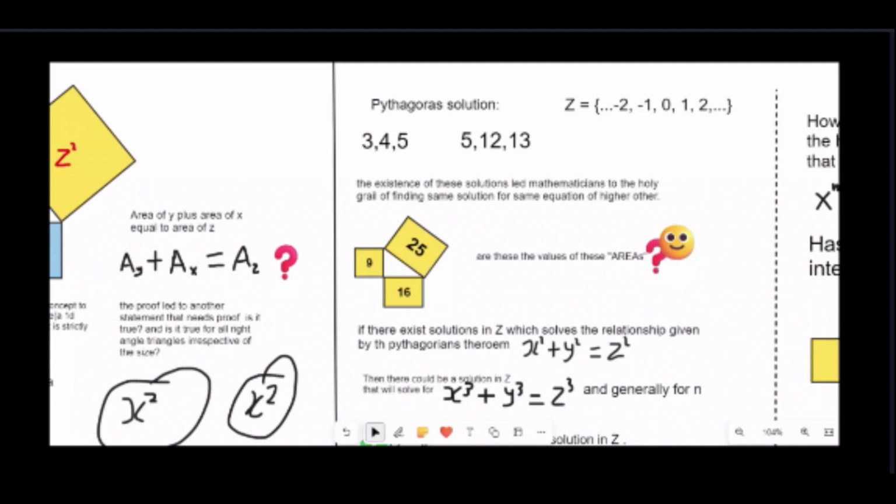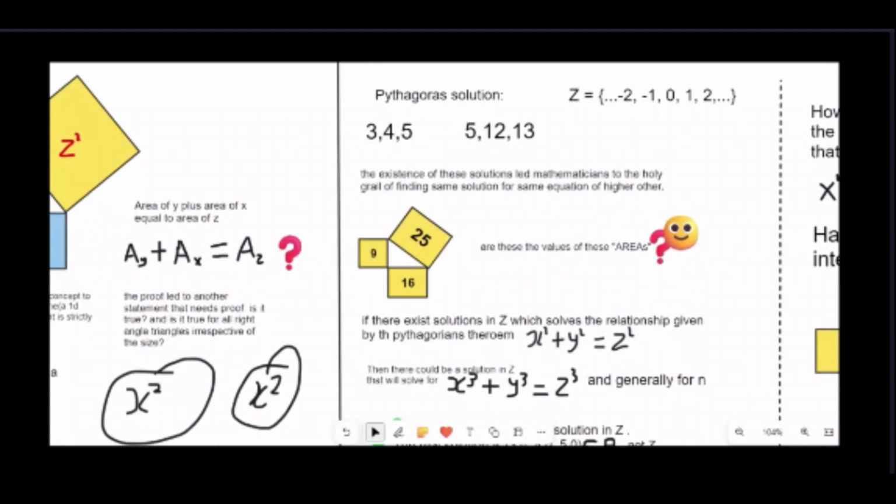Solving for that equation, if you solve the Pythagoras equation, you will find that 3, 4, 5, for instance, is an example of a solution that can solve that problem. Then we have 5, 12, and 13, which is another solution. We have several solutions like that. And this is where it is getting very interesting. Look at this. This is Z, which is the set of integers. And these are solutions of the Pythagorean theorem, 3, 4, 5, for instance.